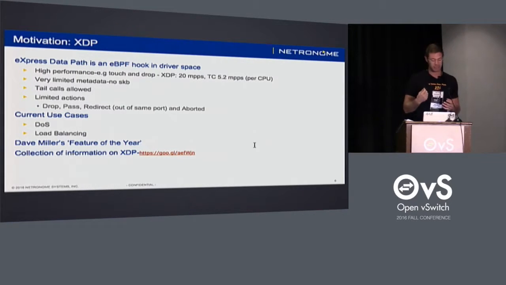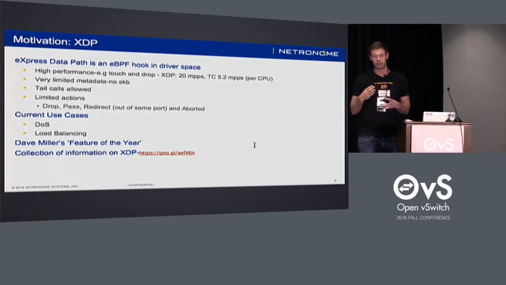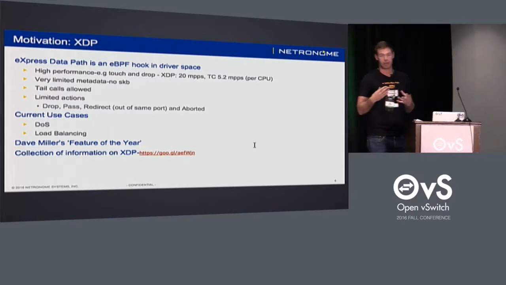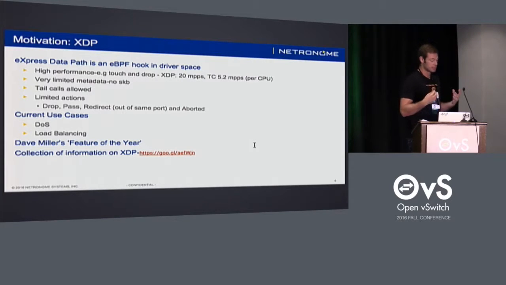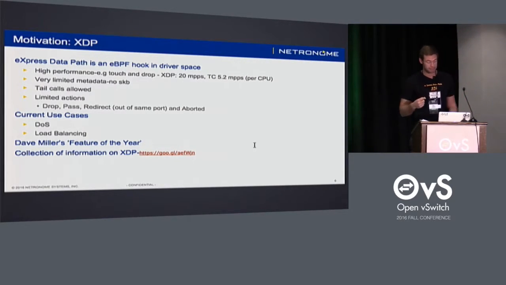We have some very simple actions, so all we can really do is drop or pass. That means in the future, and this isn't something I'm going to speak about a lot here, there's potential for improving things like OVS's DDoS protection and handling, because this is one of the use cases XDP is already being used for today. This is actually Dave Miller's feature of the year. I'd encourage you all to go and check out his keynote from NetDev a few weeks ago.